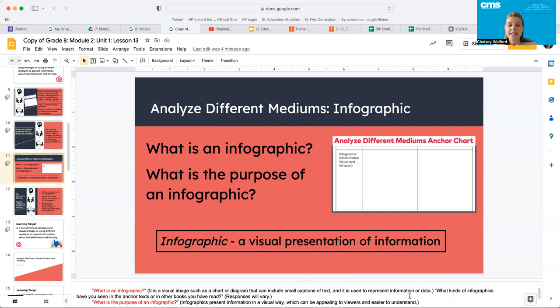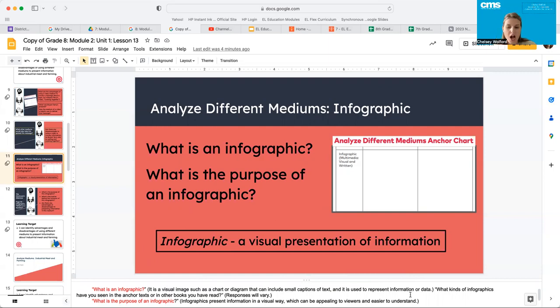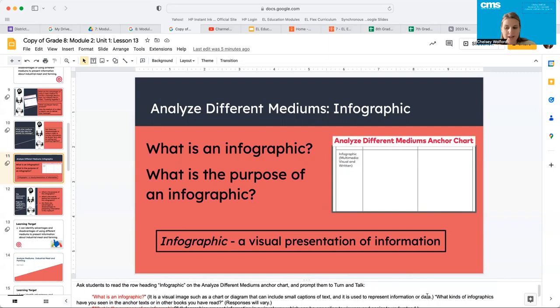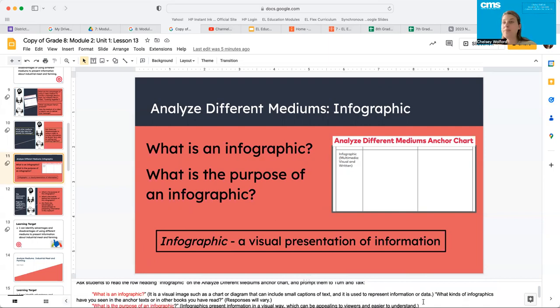So hopefully you guys had some discussion about an infographic, a visual presentation of information, okay? So what is the purpose of an infographic? Well, it's still sharing information with you, but it's doing it in a visually captivating way, okay? So think like commercials, okay? Some of them will give you statistics, or they'll put nice new shiny things in order to get your attention and capture your attention in order to want you to buy something or to promote something, okay?